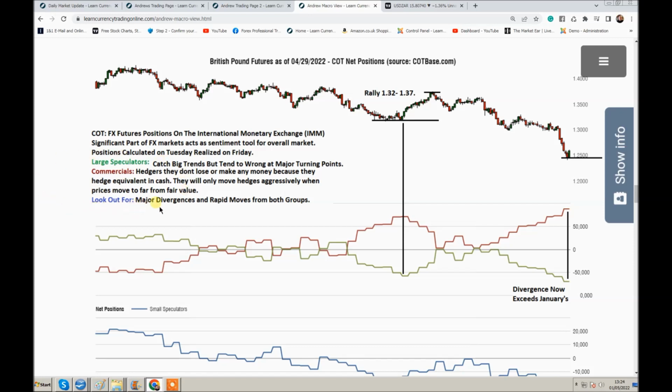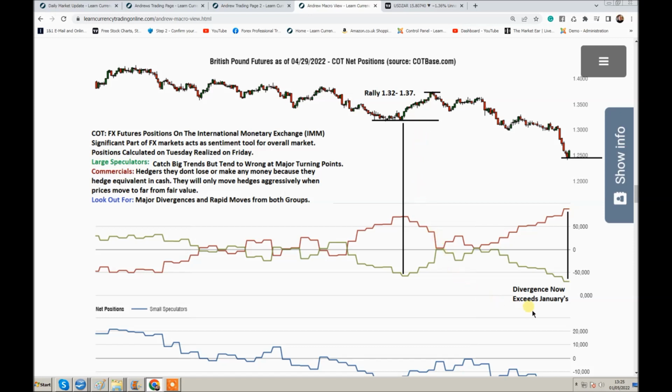Now, what we're looking out for is major divergences and rapid moves from both groups against each other. We're not interested in every twist and turn of the report. Now I've highlighted two big divergences. This one here, you see the commercials really step up their buying in this zone when the pound was basing out. They get very long, speculators very short against them. It breaks in favor of the commercials by around 500 pips.